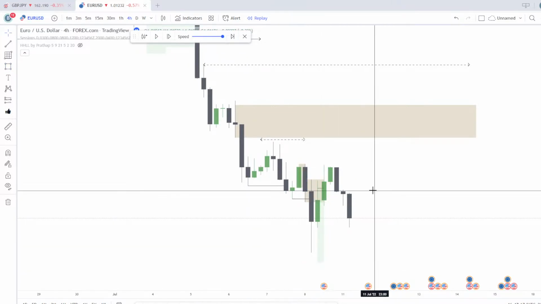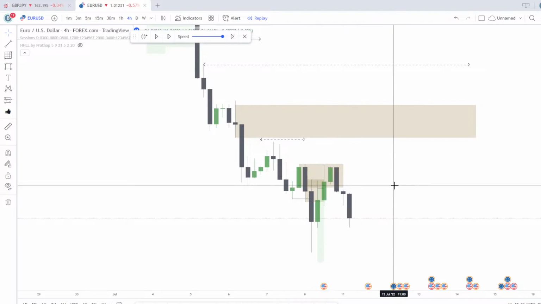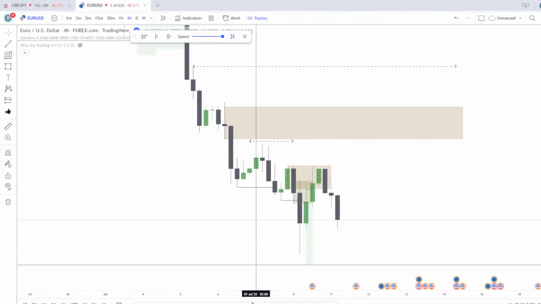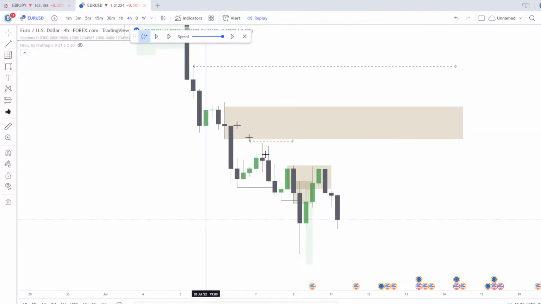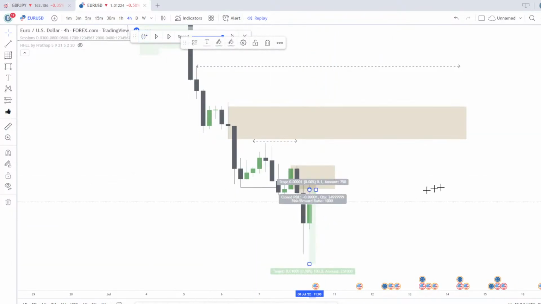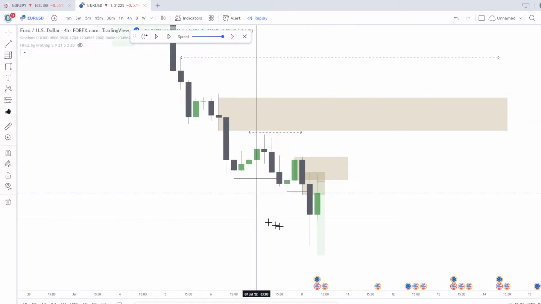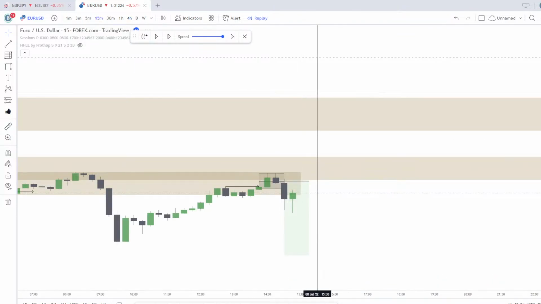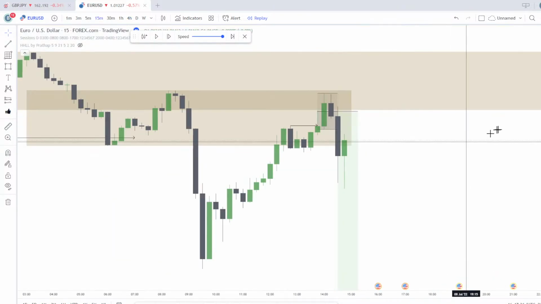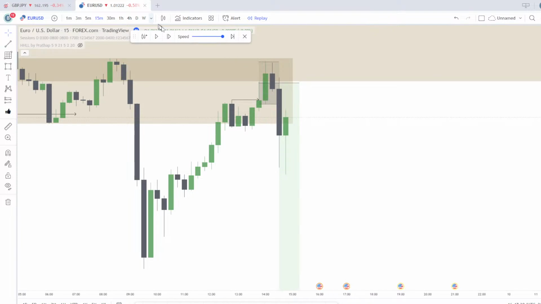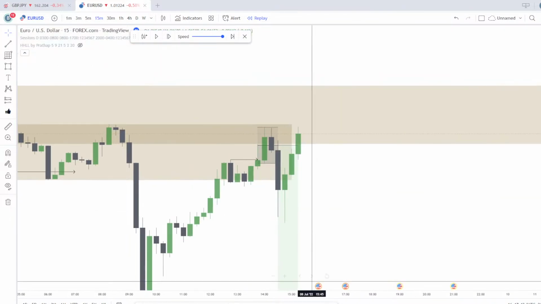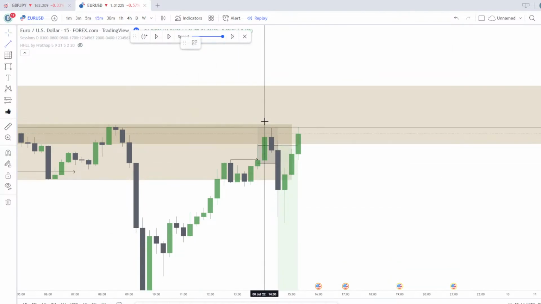This is a nice, beautiful sponsor candle. Let's see if this produces an entry. I'd like to see if it produces an entry. I won't count it because I didn't have the zone marked up, but I'm curious. I want to see if this gave me an entry. Okay, so we got taken out at break even. This is our top zone here. We got liquidity above these wicks.